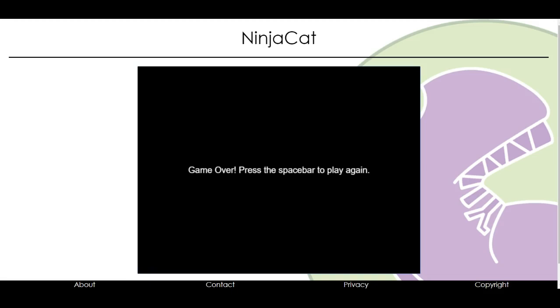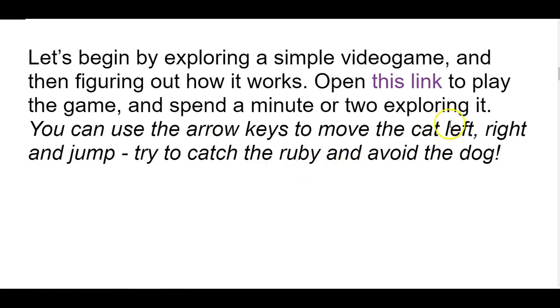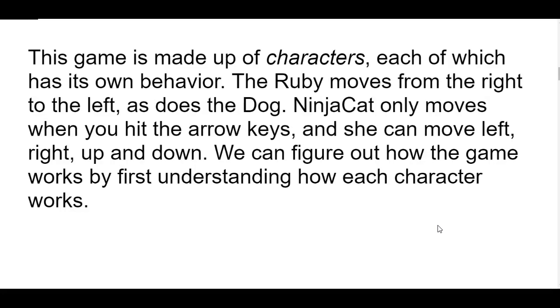Okay, so now everybody has played the game. Let's talk about the game, right? You move around with the left and the right, and you're going to be making a game that's very similar to this, maybe a little bit better or more interesting, but similar, okay? And so we're going to start by analyzing the game a little bit, right? You have some certain characters in this game. The Ruby moves from the right to the left. So does the dog. They're coming across the screen to the right and left. The Ninja Cat only moves when you hit the arrow keys, and she can only move left, right, up, or down. Okay? You figure out how the game works by first understanding how each character works.